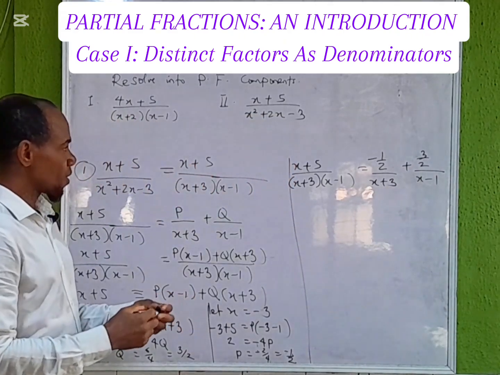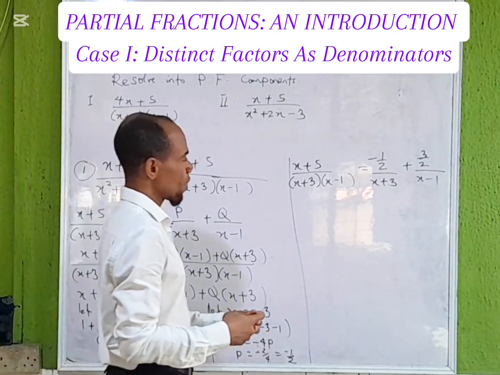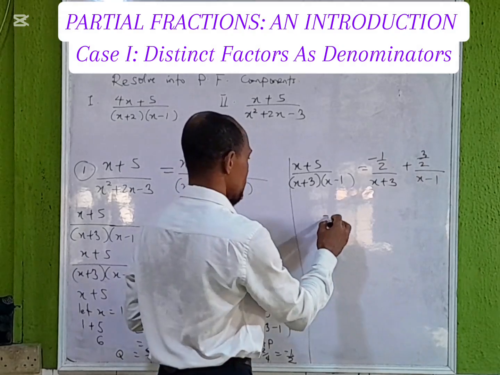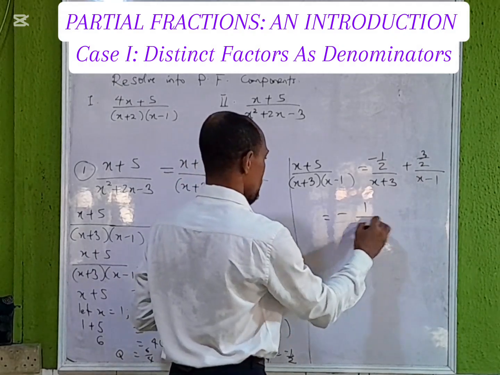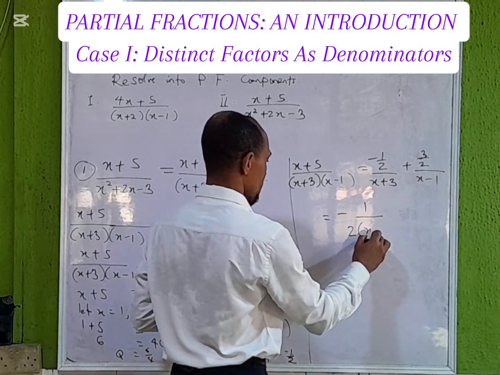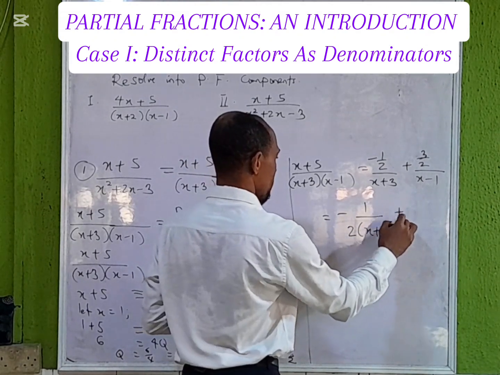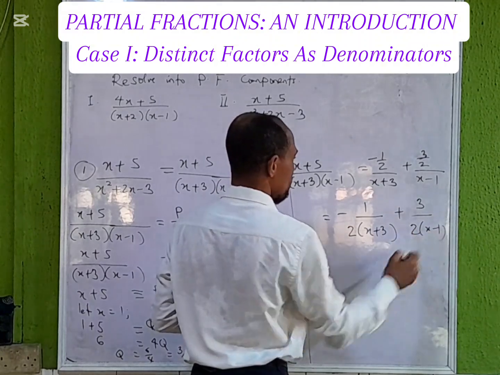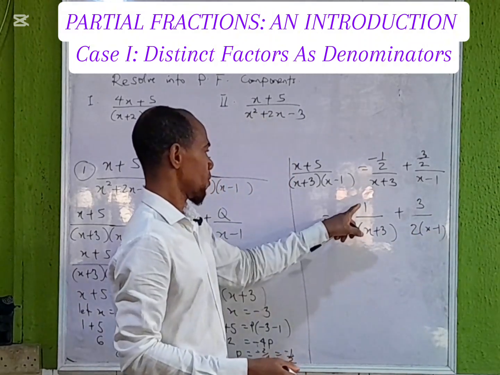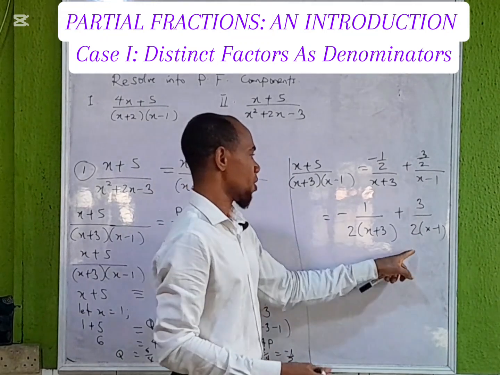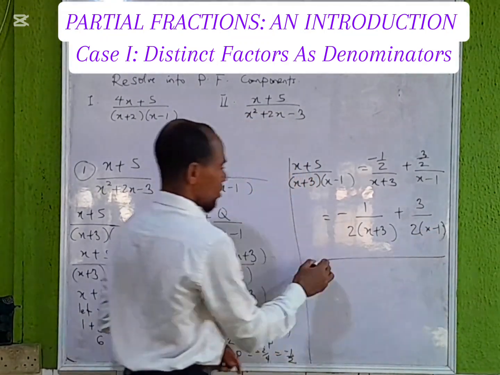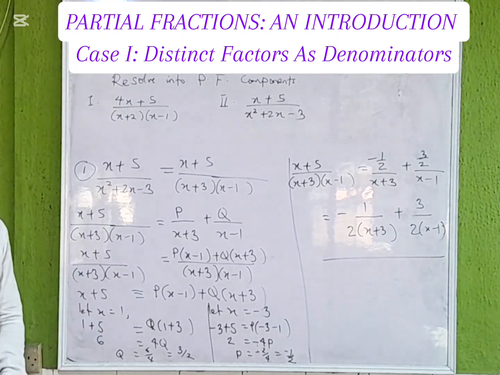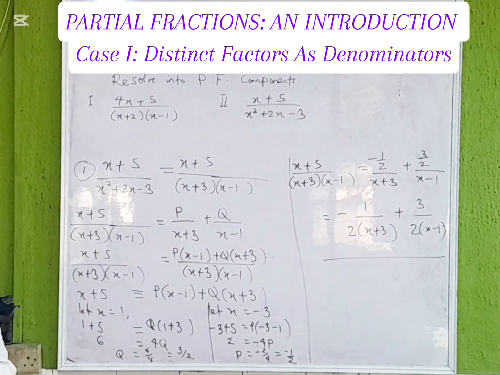If you notice this particular example, we've got fractions. So there's a way we write the fractions. Interestingly, we have the same denominator for the fraction. So we can simply say minus 1 over 2(x plus 3) plus 3 over 2(x minus 1). So the denominator of the fraction has been brought down here. And that again is the end of the solution to this particular problem, which I think you find quite straightforward and interesting.